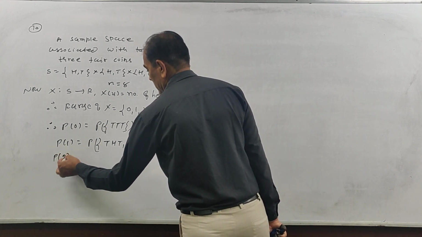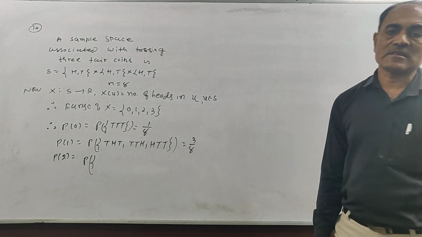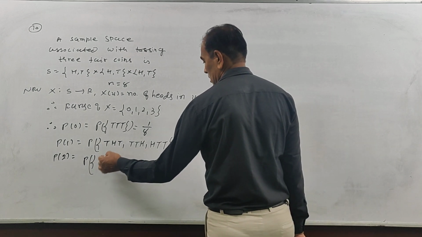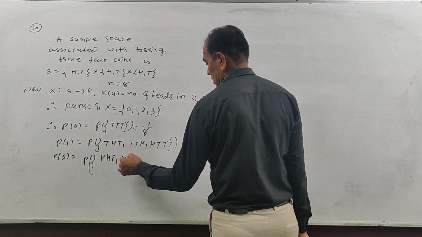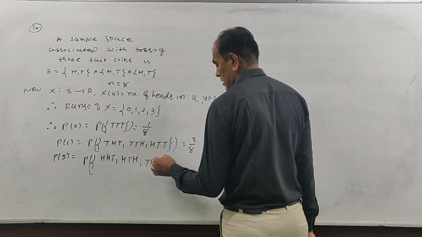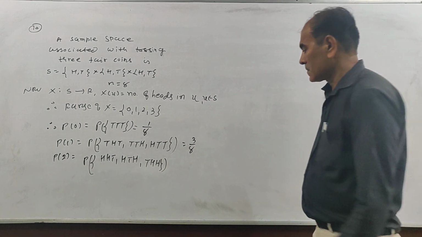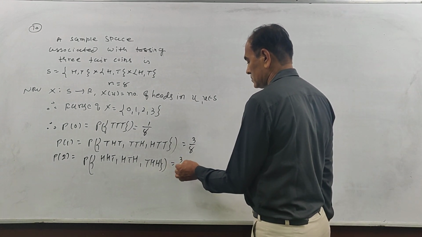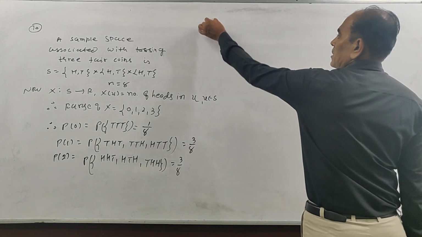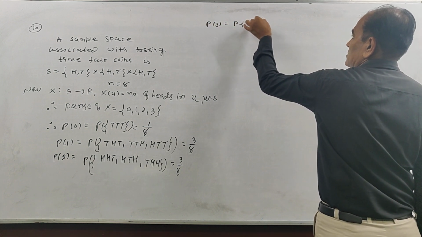Now 2 heads are there. How many outcomes? Such outcomes are there: HHT, HTH, THH. Any other possibilities? No. Then we get 3 by 8. And at most 3 heads are there. P of 3. Only one outcome is there.